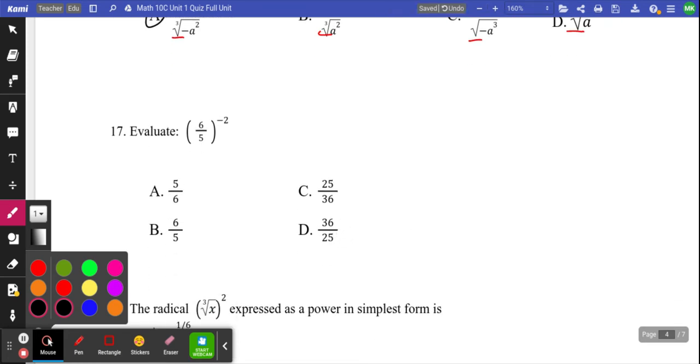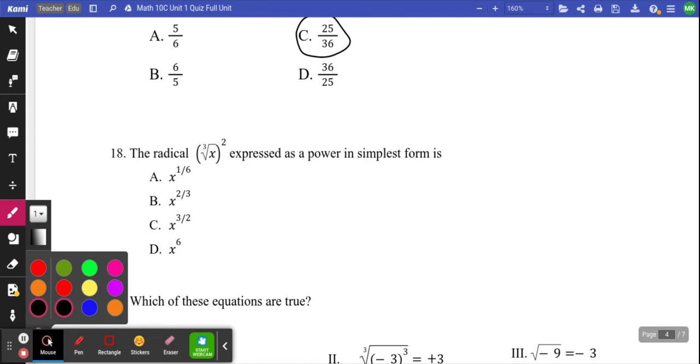This guy, if you put in your calculator, you should get 25 over 36. Again, just put in your calculator, find the decimal, and then match the decimal. This guy.